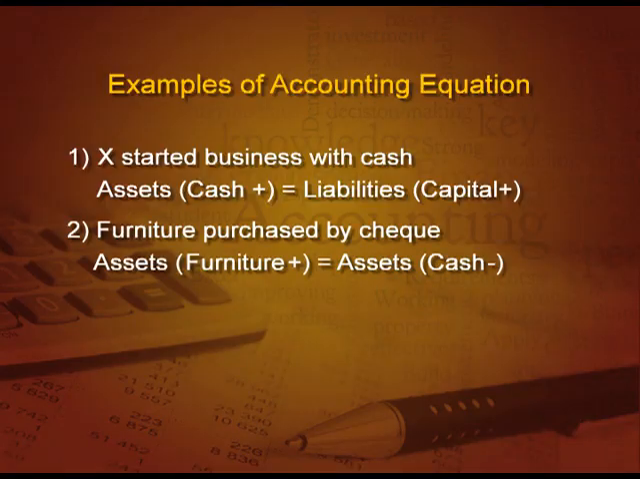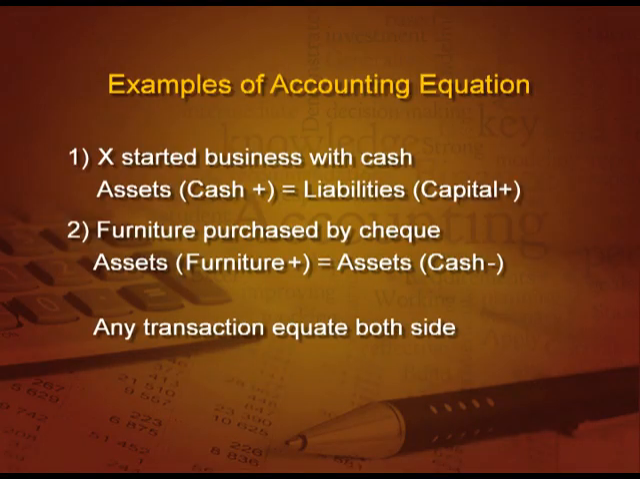Now the second example, furniture purchased by cheque. In this case, one asset, furniture, will increase and another asset, bank, will decrease. So, any transaction will equate both sides. So, we see that in the case of the accounting equation, whatever the entry is, it will always equate the equation.